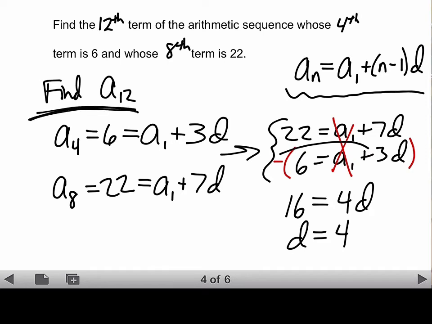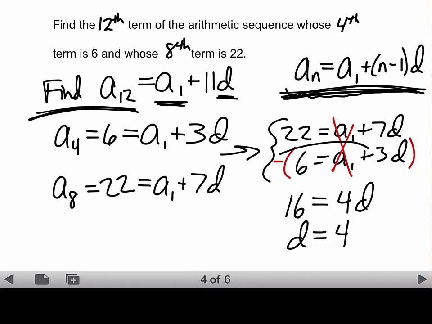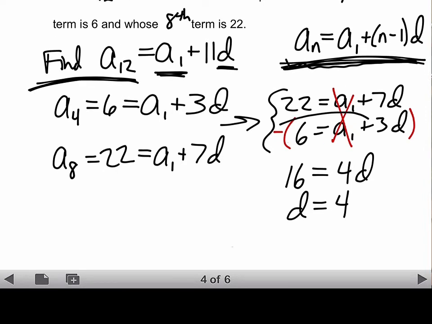And a sub 12, according to the equation that we have for the nth term, is going to be a sub 1 plus 11 times d, right? What I do know is d. What I don't know is a sub 1. In other words, we need to finish solving this system. So, as you may recall, to solve a system, once I have one variable, I can just plug that into either of the original equations. So I'm going to use 6 is equal to a sub 1 plus 3d.